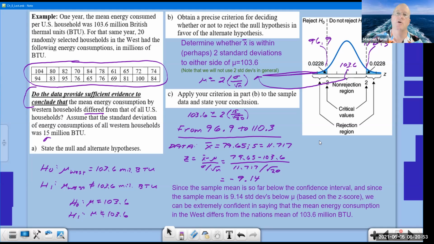The standard old-fashioned way, I'll call it the classical way of doing a hypothesis test, is to draw a picture and to draw these rejection regions, but there is a much easier way that we'll be doing using what we call p-values instead. Now let's continue on here.